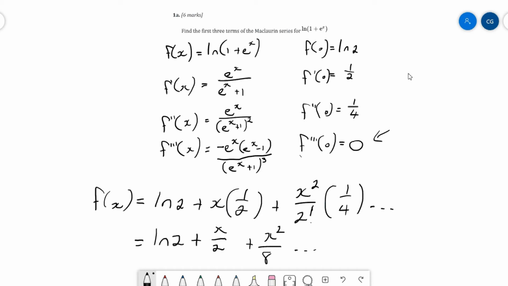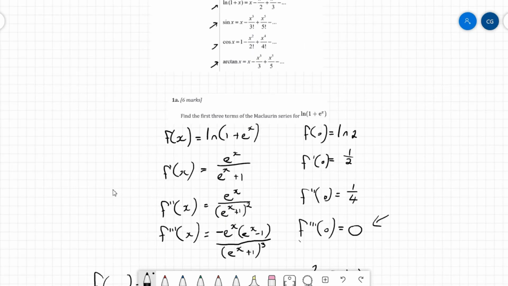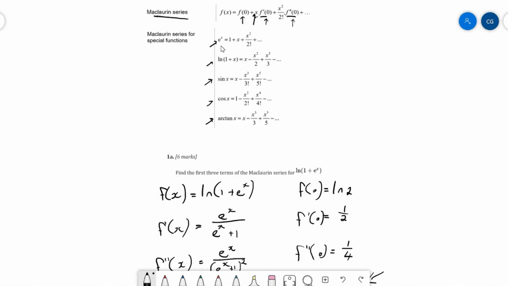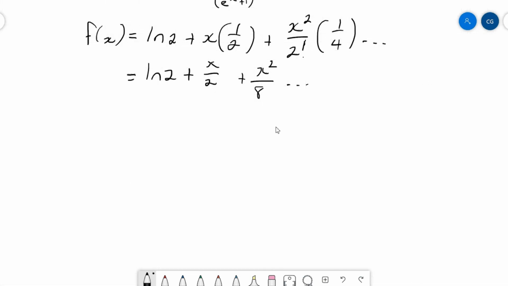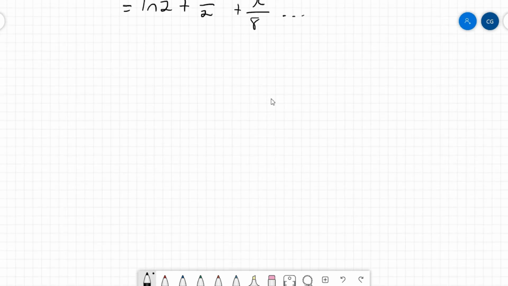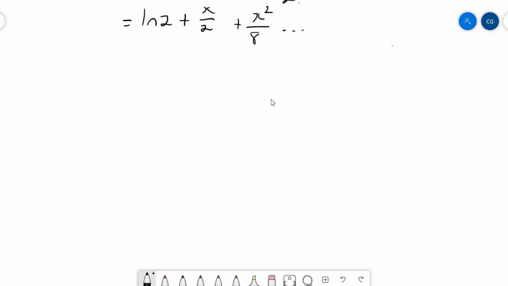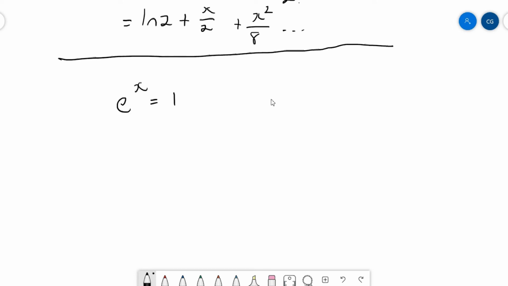Now, there is an alternative method, and that alternative method is when we are going to use the following. We have e to the x, and we have natural log of 1 plus x. So let's go down slightly, get some more space, and let's start writing. So I'm just going to quickly rewrite here what is important. So e to the power of x can be approximated as 1 plus x plus x squared over 2 factorial, continue.